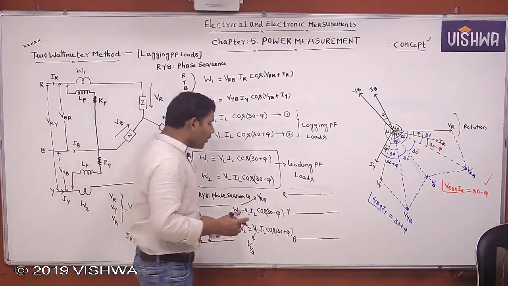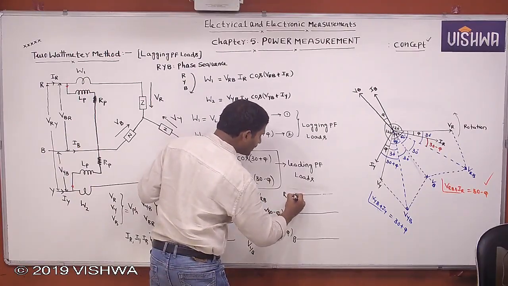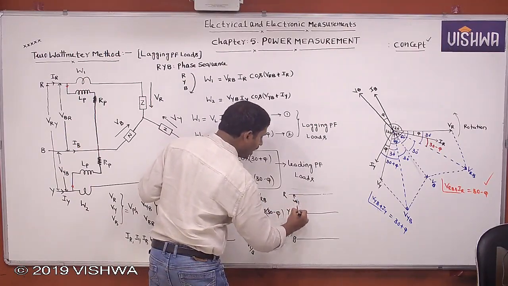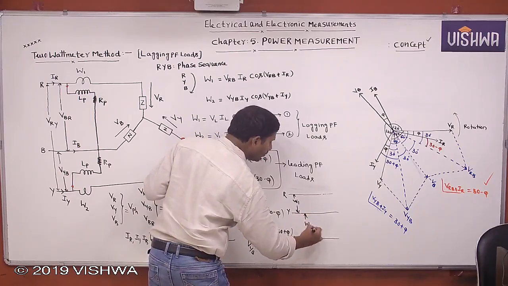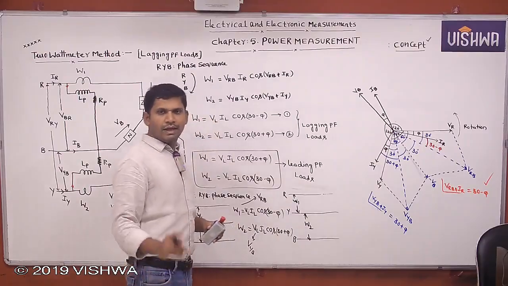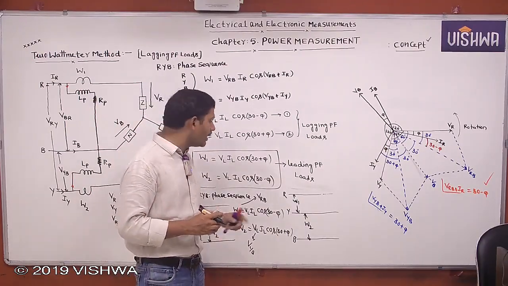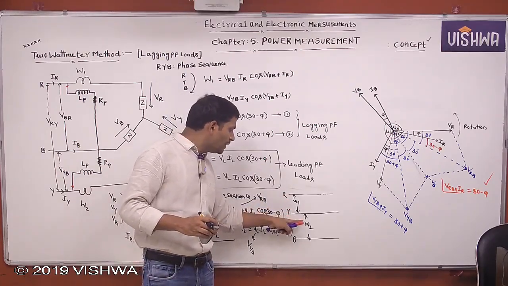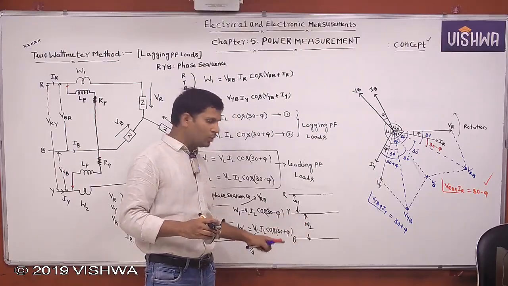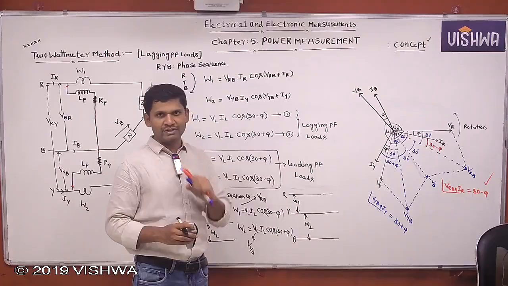Now, for example, W1 is connected between R and Y, and W2 is connected between B and Y. Take any one line as reference. Don't take two lines as reference at a time. That's why W1 is connected between R and Y, and W2 is connected between B and Y. Don't take Y and B. We have taken Y as the reference. Only one reference at a time.